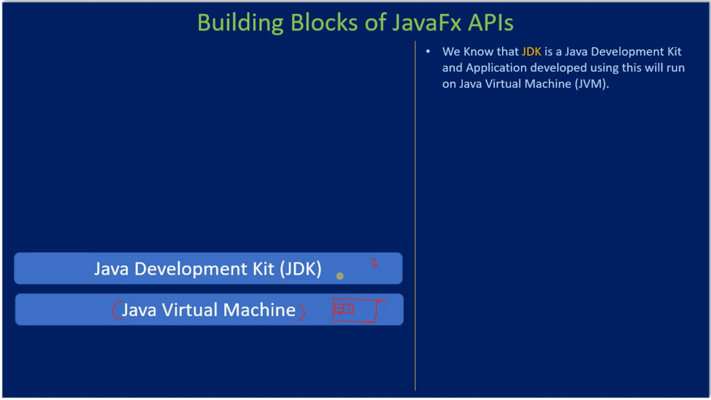The development kit is pretty old. It was there even in the 97 period. So you may know JDK version 1.1. Now it is at a much higher version. So the virtual machine, and on top of that the JDK, the Java development kit.